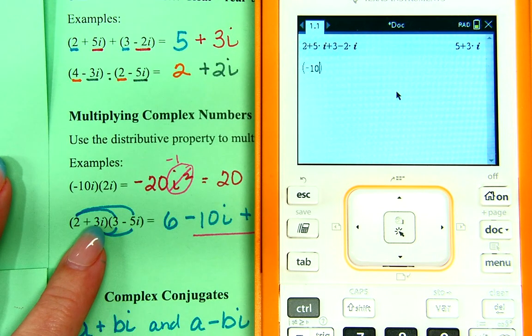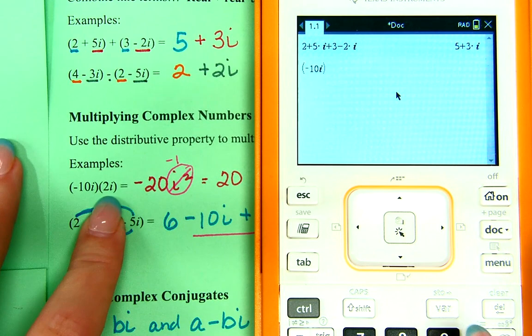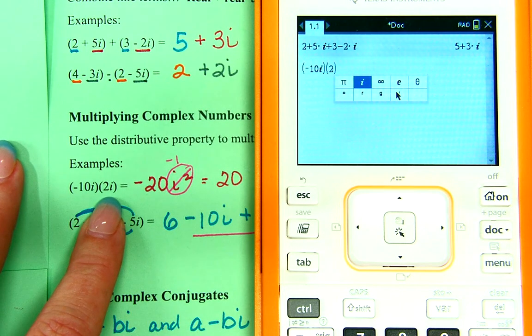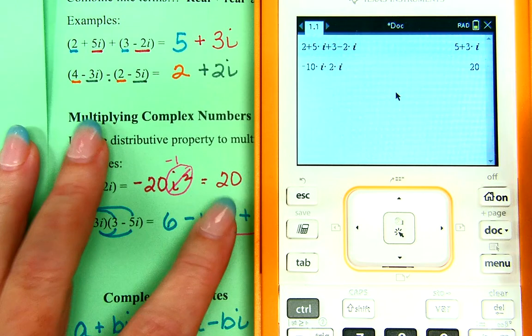Negative 10i. God bless you. Times 2i. Oh, look. We got 20. The calculator got 20.